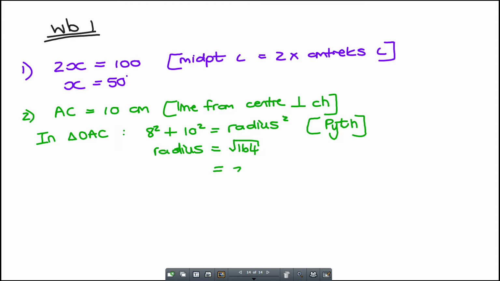Of jy kon gesê 2 square root 41. En 'n centimeter. Nee, kom ons maak hom desimale. So dit gaan wees 12,81 centimeter. Any questions there?